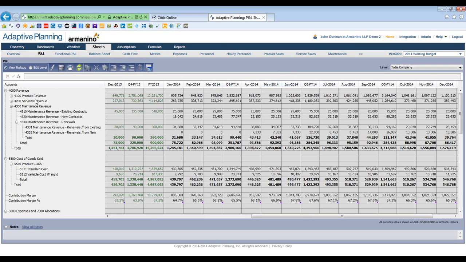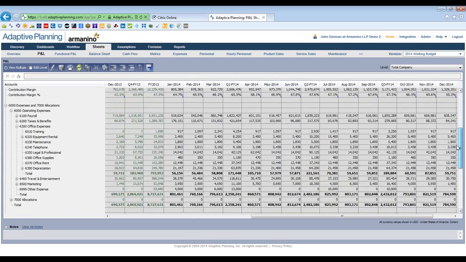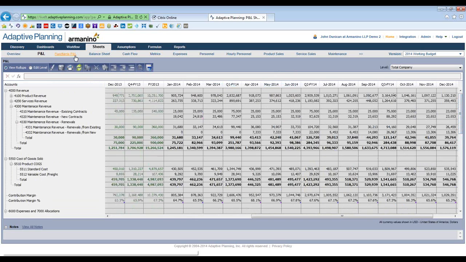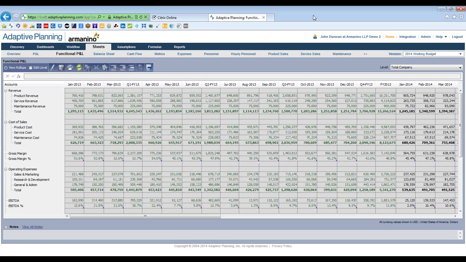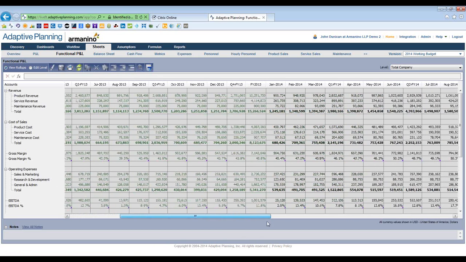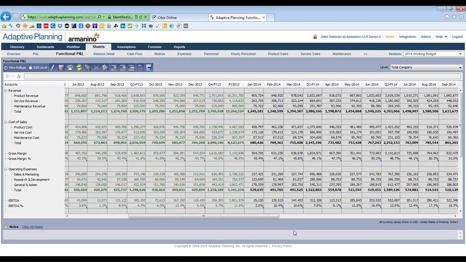This is your kind of classic P&L. It's your revenue, your cost of sales, your various operating expenses that you might have. We also have, of course, you can do a functional P&L view, which if you look at it that way, you can look at the numbers here, and it's more of a summarized view that you might want to look at by department. So you have that functionality as well. So when you're doing your budget, you can budget the way you operate your business, and not necessarily how you do your external reporting.